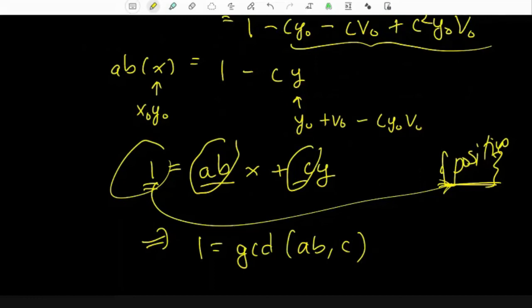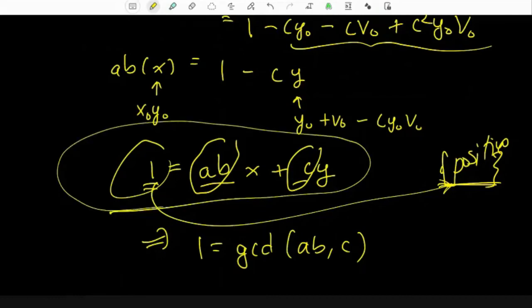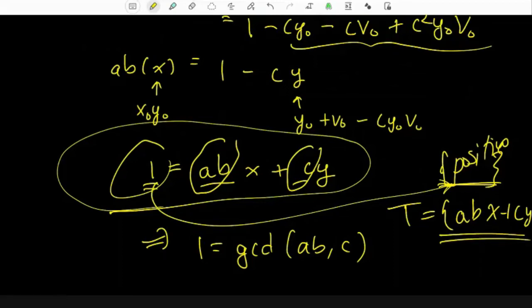Ang sinasabi natin dito, dahil na-express natin yung 1 as linear combination ng AB tsaka ng C, in reference to our theorem, sabi natin, di ba, pag binuo mo yung lahat ng linear combination ng AB times some number plus C times some number, yan. Lahat ng positive na laman yan ay divisor ng AB tsaka ng C. So, kung kukunin mo yung pinakamaliit na laman niya, yun yung GCD.